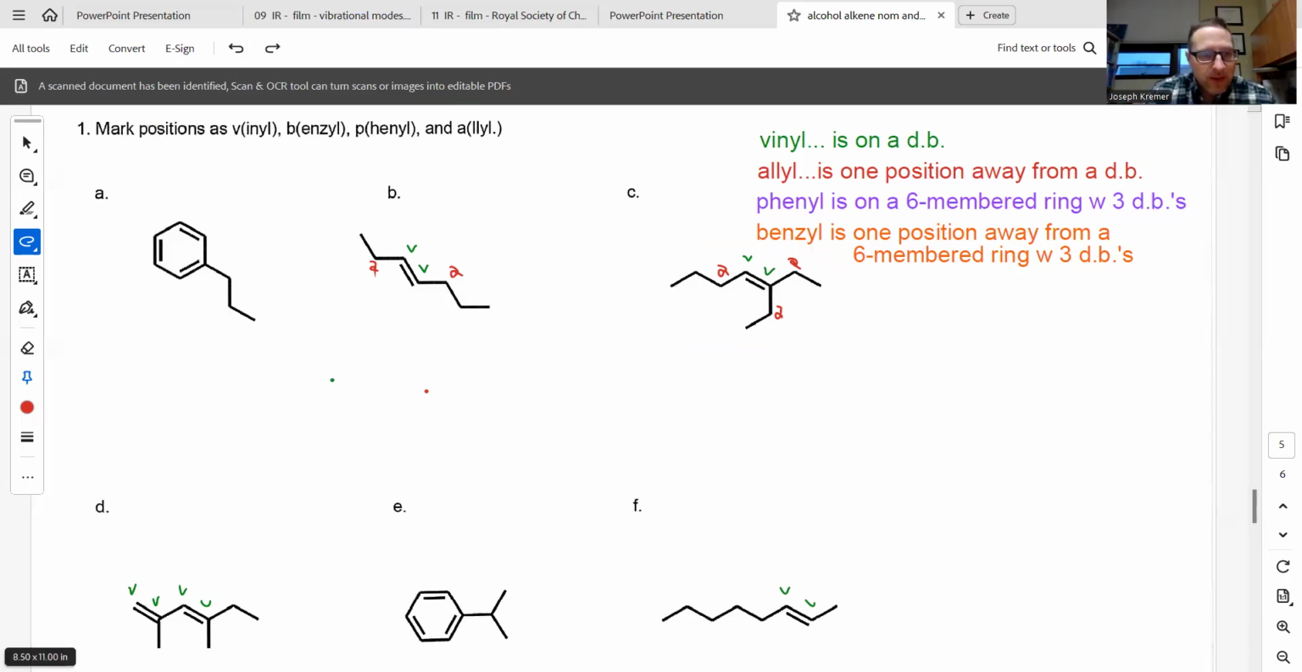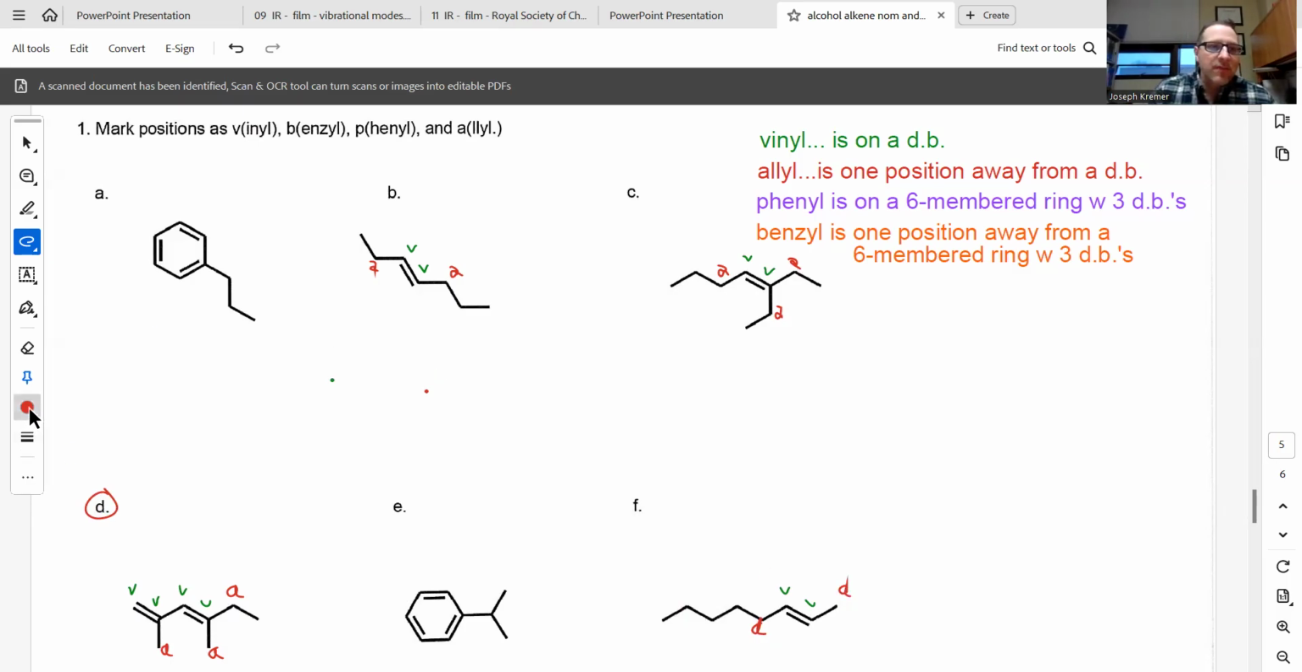Now here's some more allyl positions. One away from a double bond, one away from a double bond, one away from a double bond. And would you look at this, in this molecule D, there's only one carbon which is not reactive. It's the carbon without a letter V and without a letter A. Allyl one away, allyl one away.